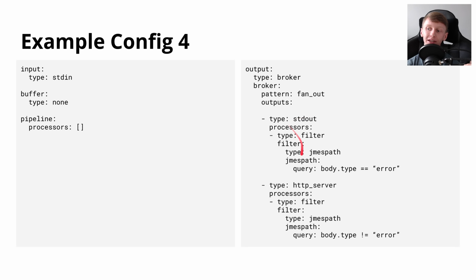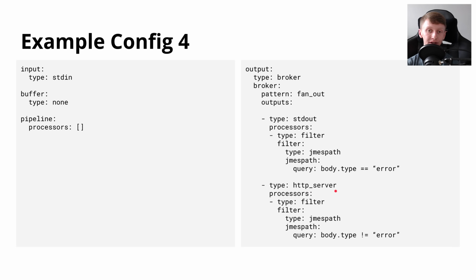And then what we do is we list our outputs and we put a filter to determine which messages get routed to it. So here we have a filter for standard out that is of type JMESPath, which means we're doing a JMESPath query here, which is going to return a Boolean to determine whether the message goes through or not. And the query is whether or not body.type is equal to error. And obviously if it is, it will get routed to standard out. If it's not, it'll get dropped before it reaches the output.